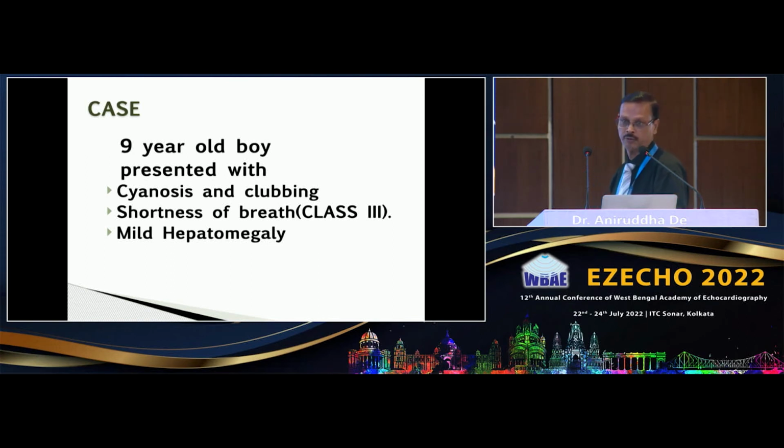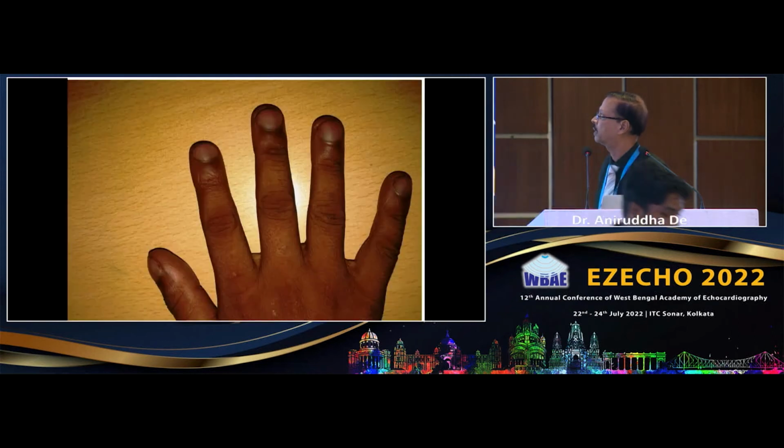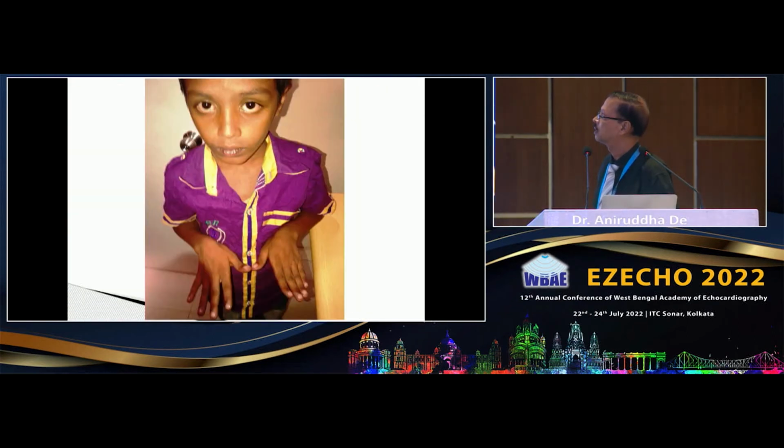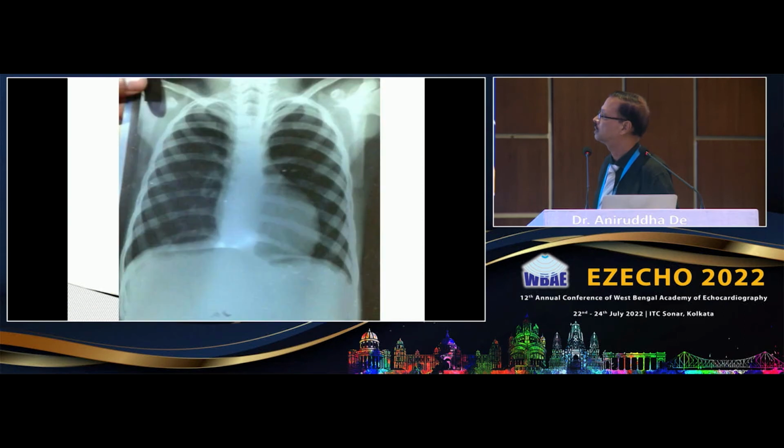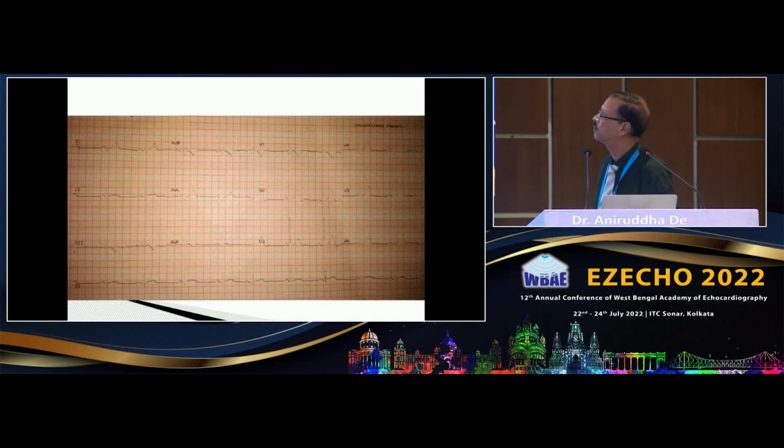Last, if time permits, otherwise I'll show 2 cases. A 9-year-old boy presented with cyanosis, clubbing, shortness of breath, class 3, and mild hepatomegaly. You can see the cyanosis and clubbing. The chest X-ray is not giving any clue, and the ECG is a very old one and is not giving much either.